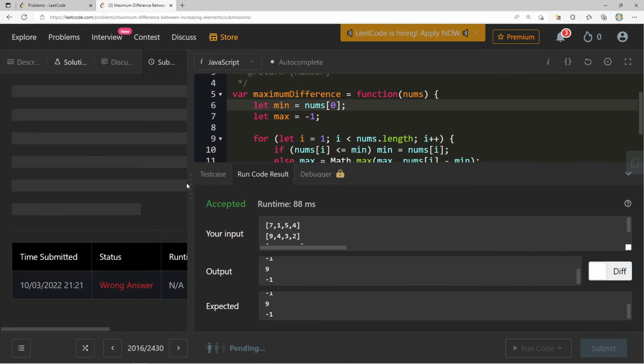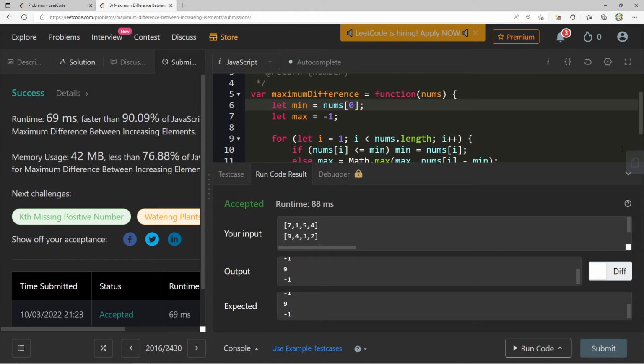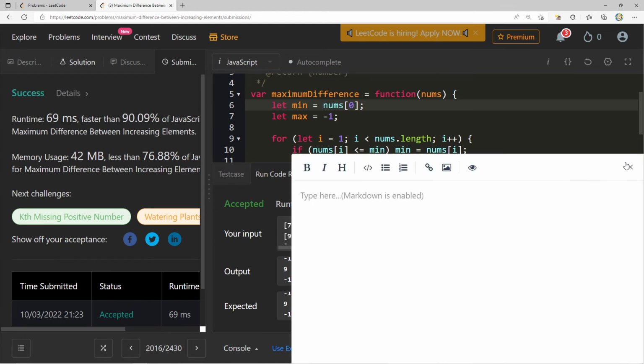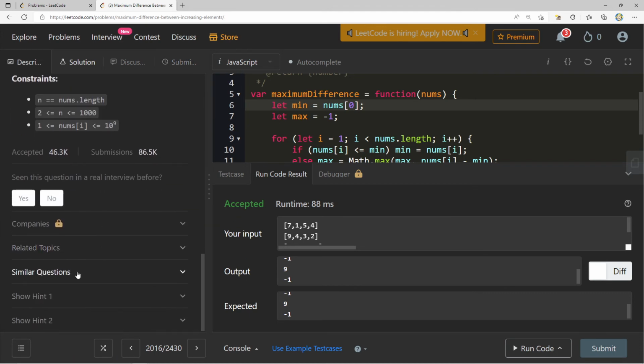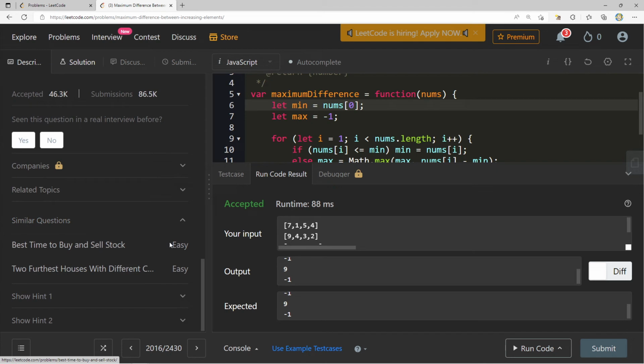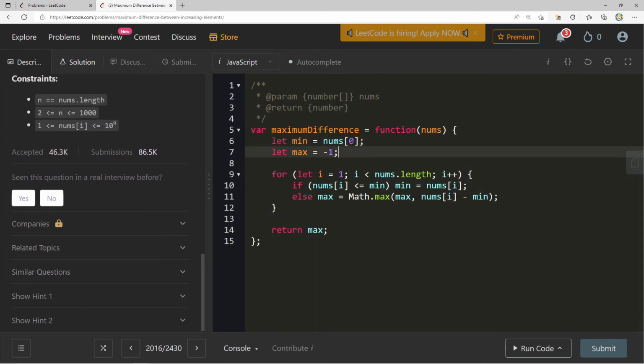Okay. Okay, 90.09. Very nice, very nice. This is a very good question. I would be so surprised. Next challenges, can we see similar questions? Best time to buy and sell stock. Yeah, it's literally the same exact template. It's the same question. It's crazy. So it's a linear time algorithm with a constant space complexity, my favorite type of algorithm.